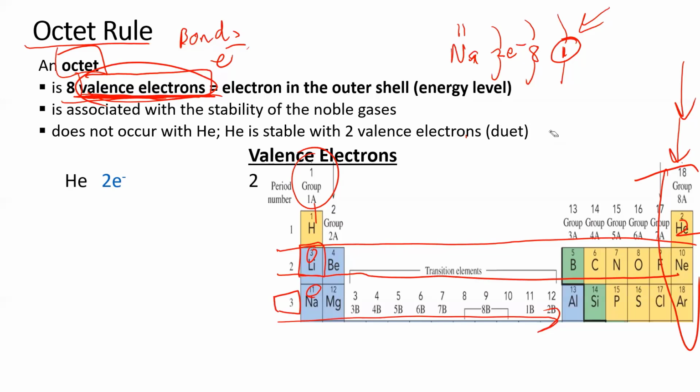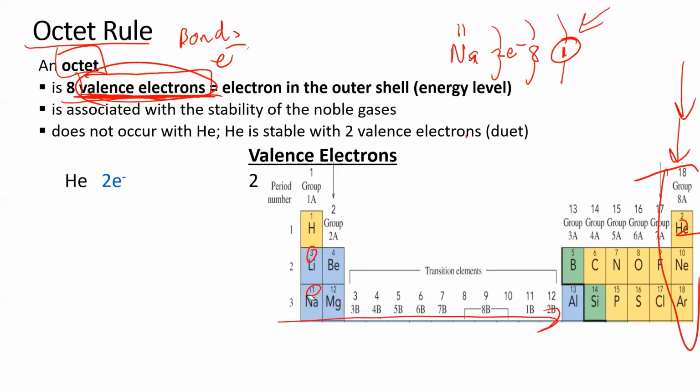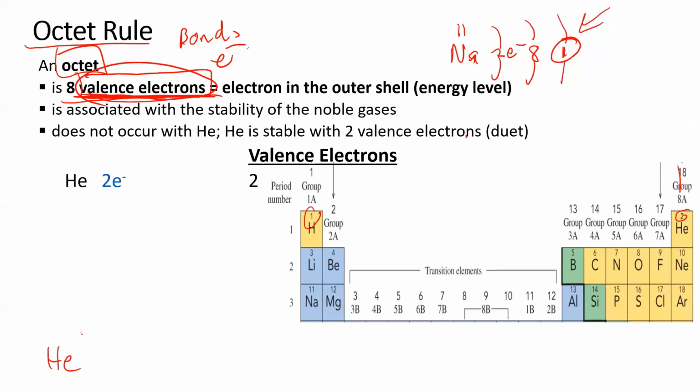So if I was to look at this, right? If I look at helium, let me erase all this. If I look at helium, I see two electrons. How come? 1, 2. So how can I think of this? Helium has 2 electrons because it has 2 protons, goes in that first shell.